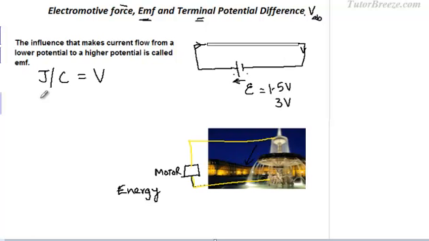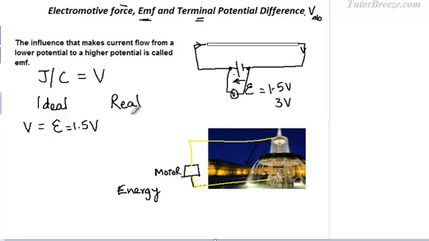Now, let's look at what is an ideal source of EMF and what is a real source of EMF. An ideal source of EMF would be one which would give you a potential difference, like if you measure the potential difference across the cell, you would get a potential difference equal to the EMF of the cell. So if the EMF is 1.5 volts, and if you connect a voltmeter over here, then you would get a reading of 1.5 volts.